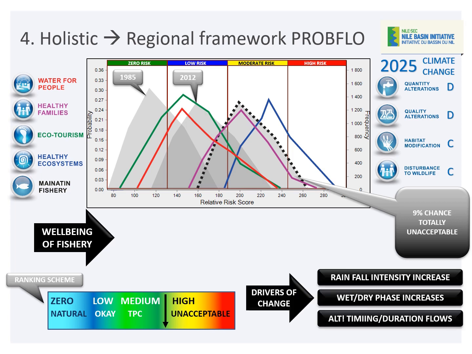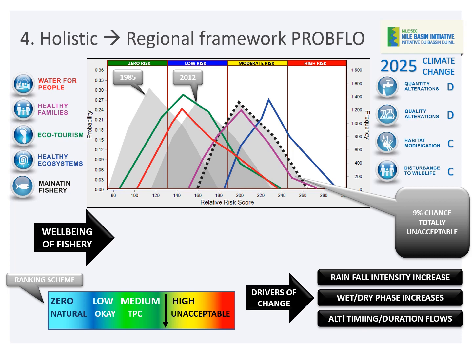And what would be driving those endpoints, if you consider what drives this new risk probability distribution? The rainfall intensity would increase, wet dry phases would increase, so the increases in droughts, increases in excessive flooding, and you would have alterations to the timing and duration of flows.